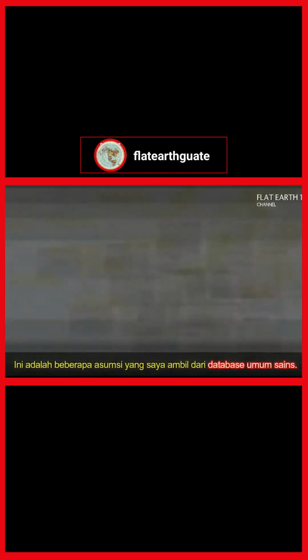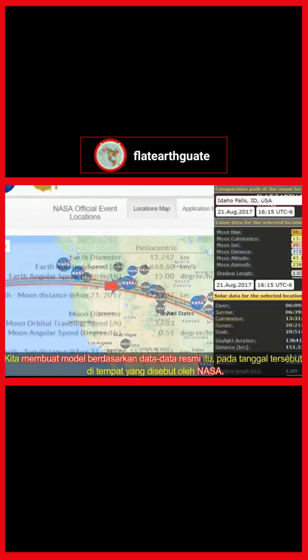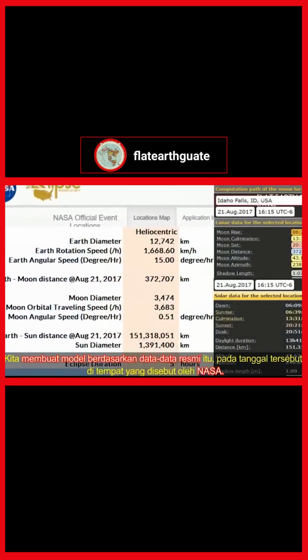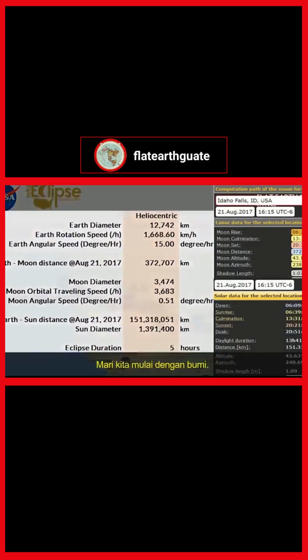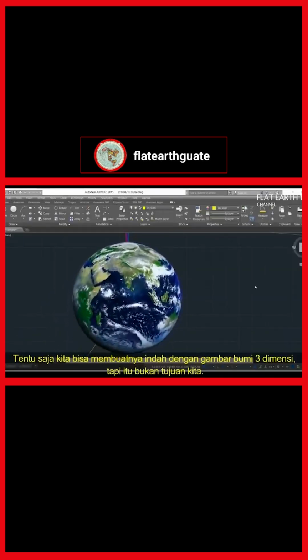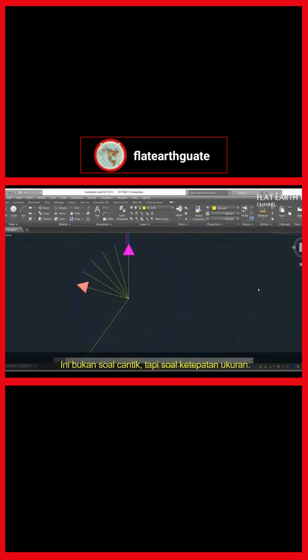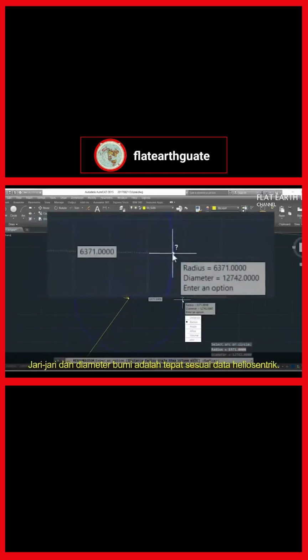These are the assumptions I took from the Mainstream Science database. We made this model based on that official data at that particular date and that particular spot as referred by NASA. Let's start with the Earth. Of course we can make it pretty with a 3D Earth, but that's not our objective now. It's not about beauty, it's about precision. The Earth radius and diameter are precise according to heliocentric data.